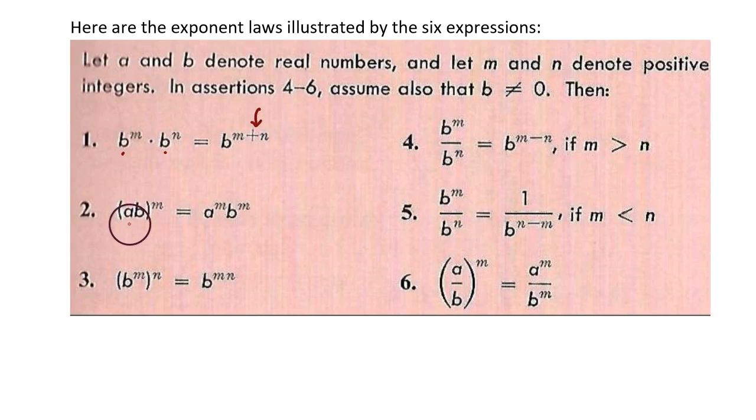Law number 2, when multiplying two things together and then raising to a power, you can separately raise each factor to the power. Law number 3, when taking a power and raising to an exponent, you can multiply the exponents. Law number 4, to divide powers, you can subtract the exponents. Rule number 5 is also about dividing powers, but if the exponent in the denominator is greater than the exponent in the numerator, then your answer will be 1 over a power.